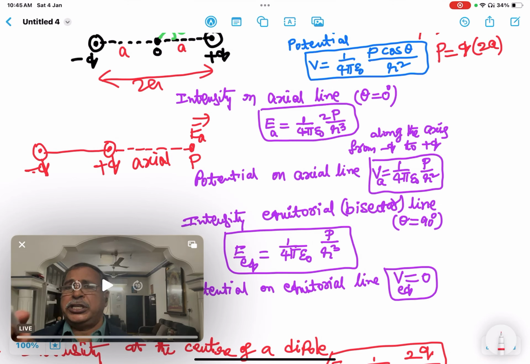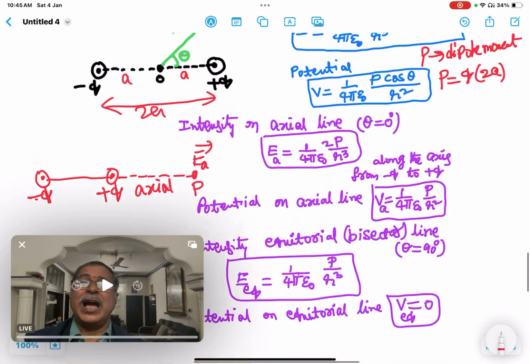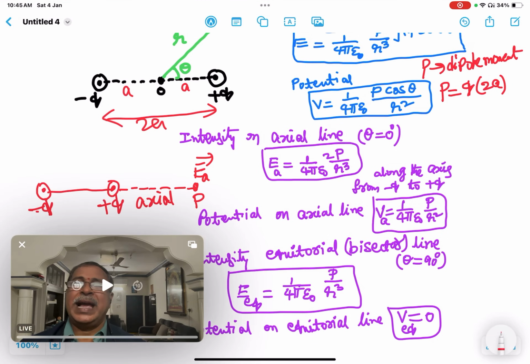Recognize this point. On the axial line of a dipole, the intensity formula is 1 by 4 pi epsilon naught 2p by r cube, because theta value is 0. Observe the previous diagram and this diagram. In this diagram, the angle is 0 on the axial line, so you can substitute there and you will get 2p by r cube. My dear students, it is a very important formula. And potential on axial line, VA equals 1 by 4 pi epsilon naught P by R square, because cos 0 is 1. Okay, nice.